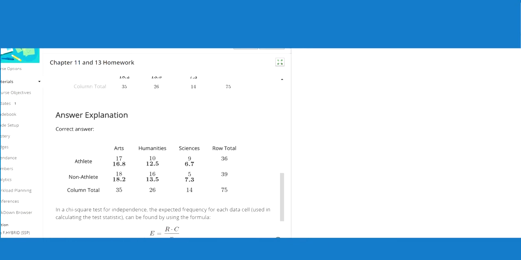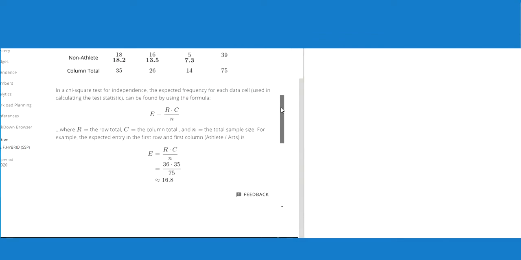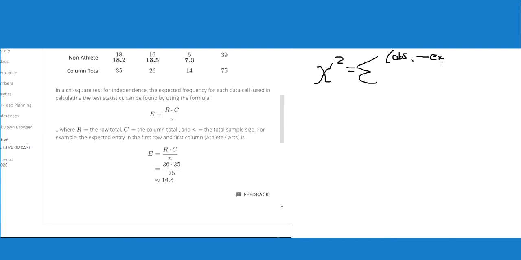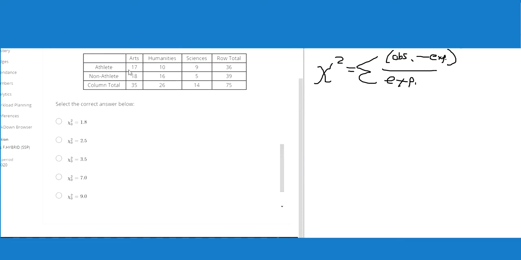To calculate the test statistic, which I think is the next part here, the test statistic is going to sound familiar to the goodness of fit test if you did that before. Here's my poorly drawn chi-square symbol. To find the test statistic, you sum up the observed values minus the expected values, square that difference, and divide by the expected.